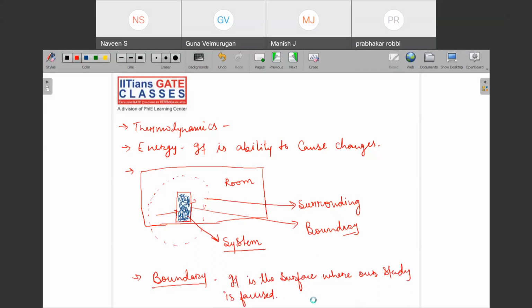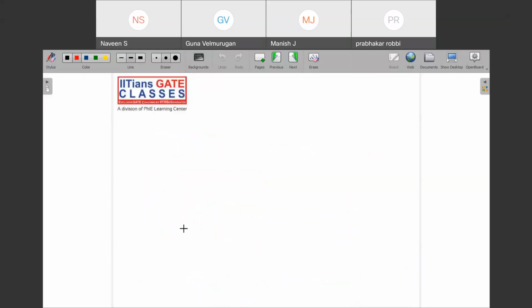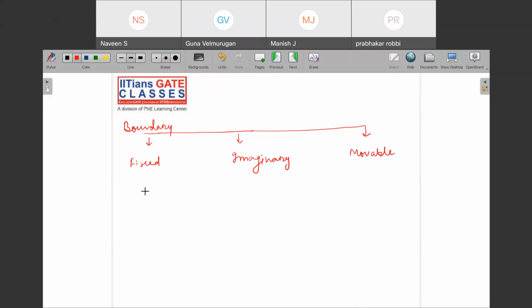See now, what happens with this boundary? See, boundary can be, sometimes we can see questions from this area also, that boundary can be fixed, it can be imaginary, and it can also be movable. Let us see the example of all of these.